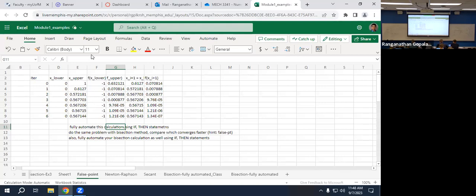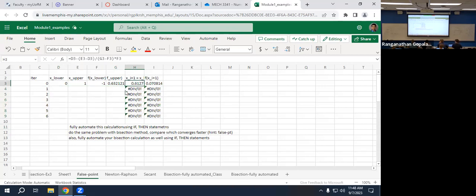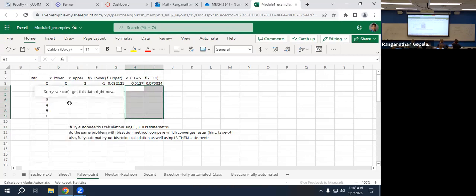I'll give you 2 minutes to either open a sheet and get up to here, or you can go to Canvas and download this module 1 examples file and go to the sheet called false point, and then we'll do this together. Do either of the two in 2 minutes. I'll give both of you a chance to show your screen.